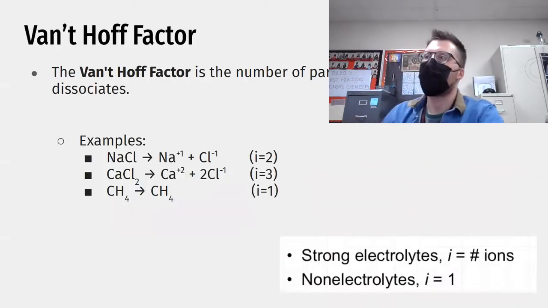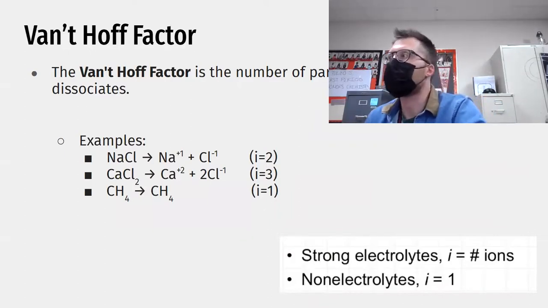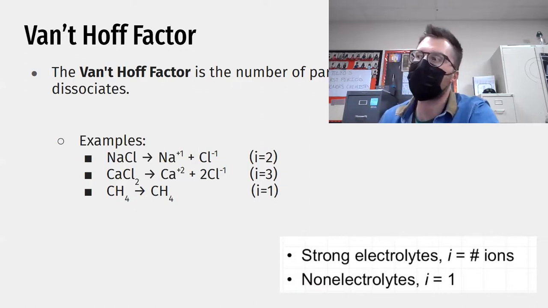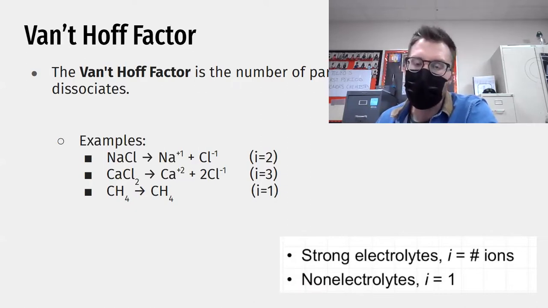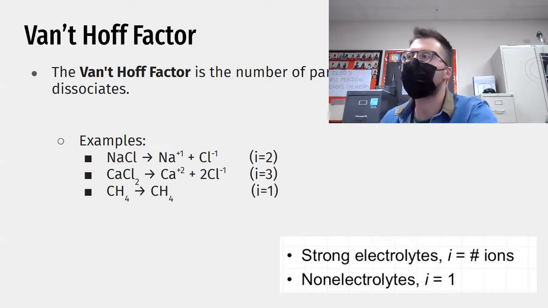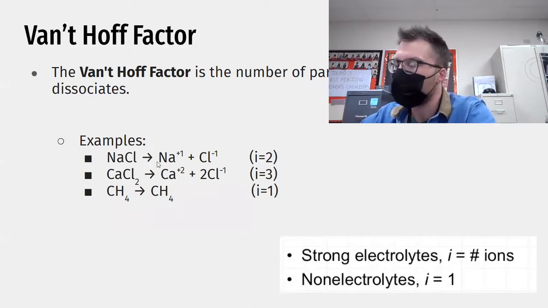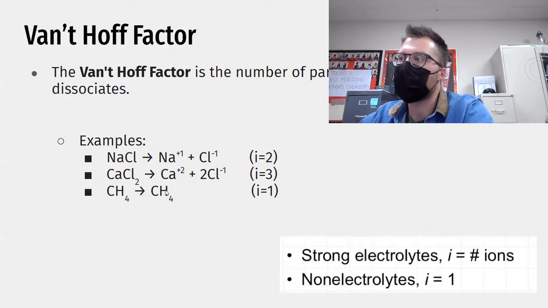So before we get into that, we have this variable called the Van't Hoff factor. Basically, the Van't Hoff factor is the number of particles into which a solute dissociates. So when we did our dissociation equations in class, we were setting ourselves up to be able to identify this Van't Hoff factor, or just the number of ions that are produced as these compounds dissociate or do not dissociate.